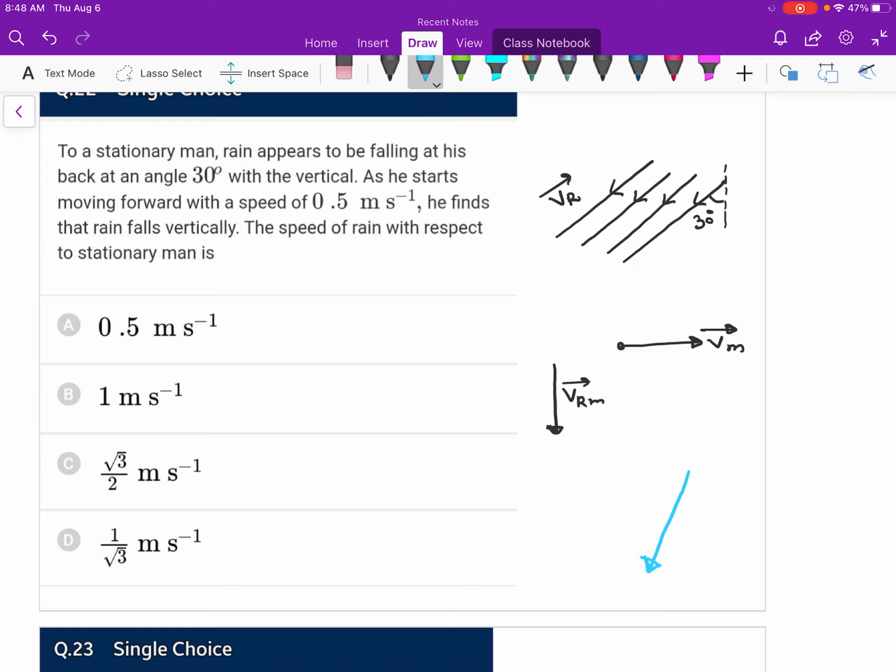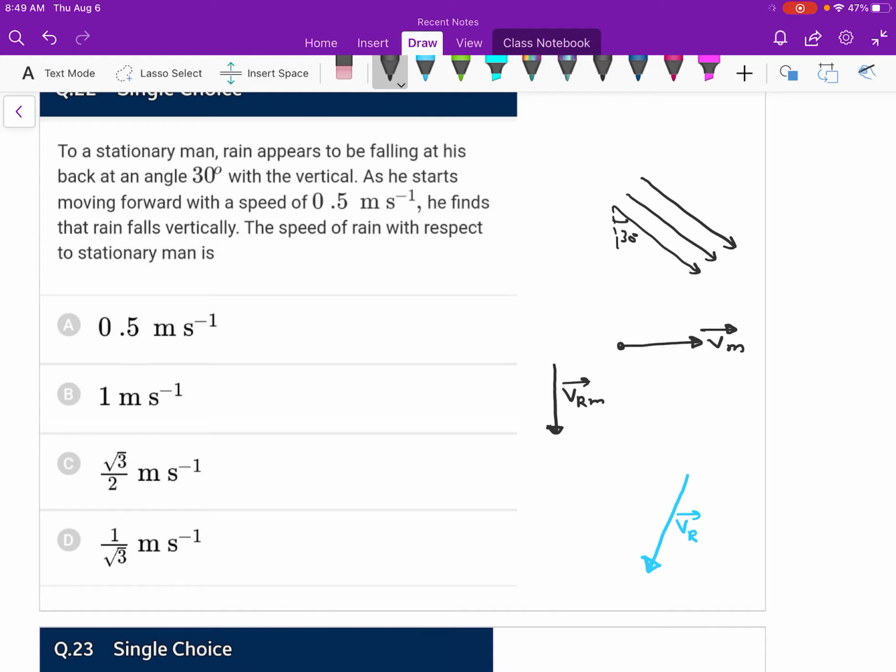All right, so velocity of rain minus velocity of man is velocity of rain with respect to man. So this is velocity of rain minus velocity of man. To a stationary man, rain appears to be falling at his back at an angle of 30 degrees. See, this we have taken wrong. At his back, so rain we should take in this direction. On his back, rain is falling at 30 degrees from vertical.